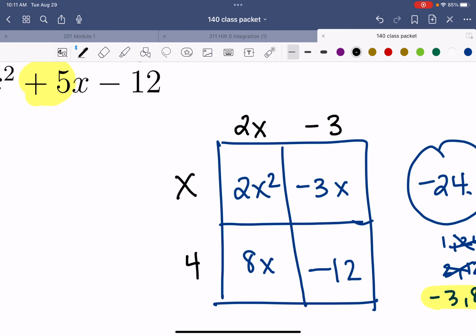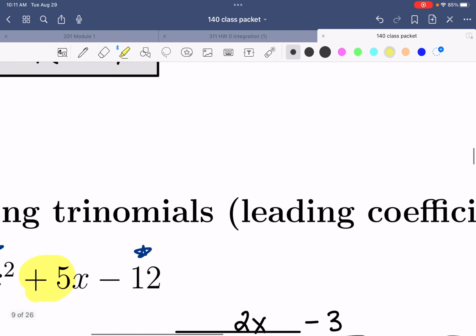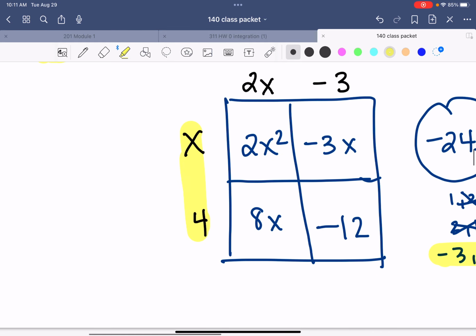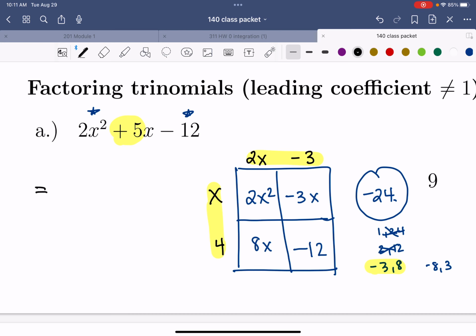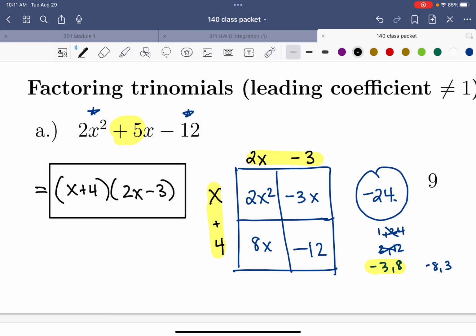And then you just want to check and make sure that your last box works. So -3 times 4 gives me the -12 that's in the position. And that means that my two factors, whoops, sorry about that, are this one and this one. So that means that this is equal to x plus 4 times 2x minus 3. Right? So it's just those two expressions if we essentially put a plus sign in between. Okay? And that is how we factor a trinomial with a coefficient in front. Okay, so box and circle.